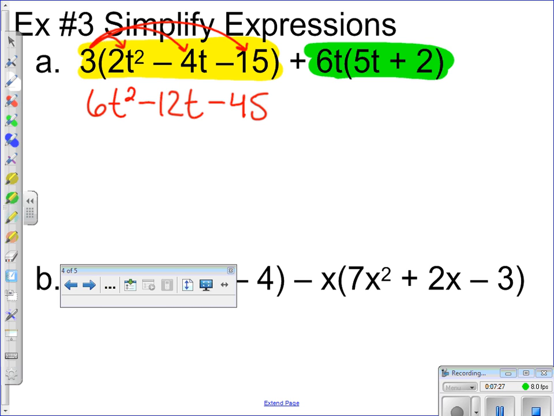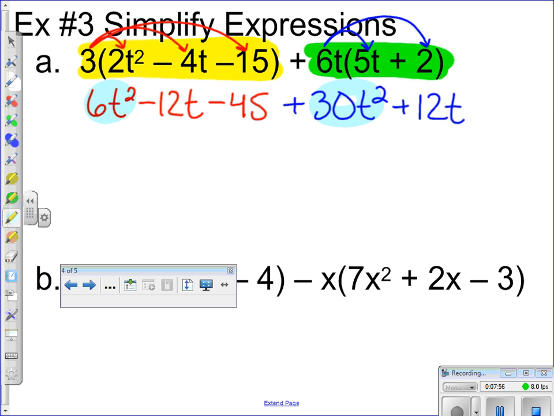Now, for the second part, 6t and 5t. 6 times 5, that makes 30. T times t is t squared. And then lastly, 6t times 2. 6 times 2 makes 12t. Okay, now we've got 5 terms. And if you notice, some of them are common. 6t squared and 30t squared. Those are like terms. Add them together, that makes 36t squared. So if you have common terms, you're going to have to combine them.